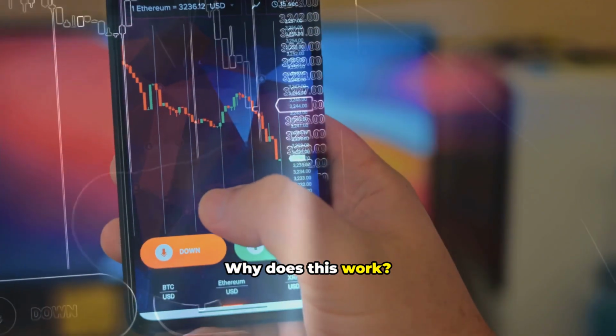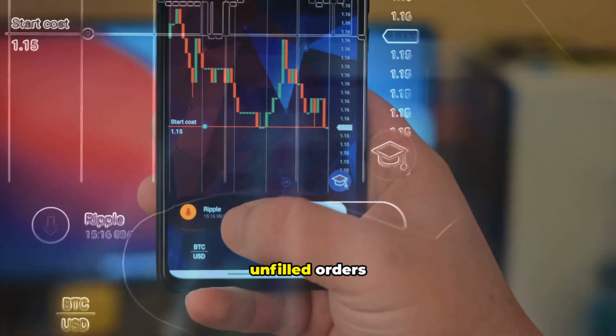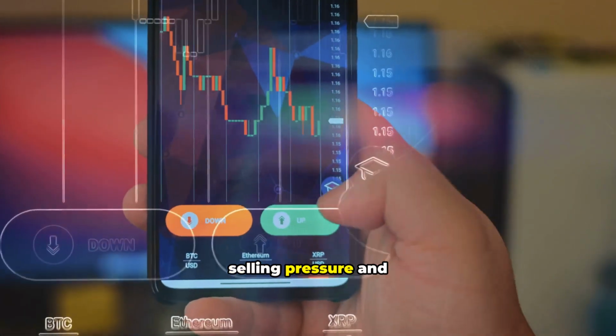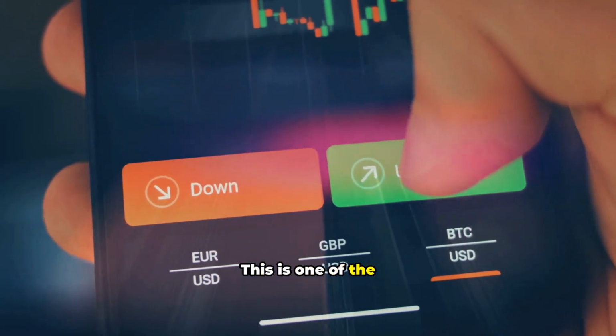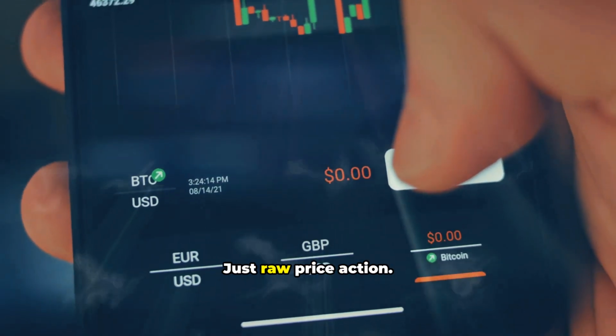Why does this work? Because the institutions that pushed price up in the first place, they still have unfilled orders sitting right there, and when price returns they absorb the selling pressure and send it back up. This is one of the cleanest entries you can have in spot trading. No lagging indicators, just raw price action.